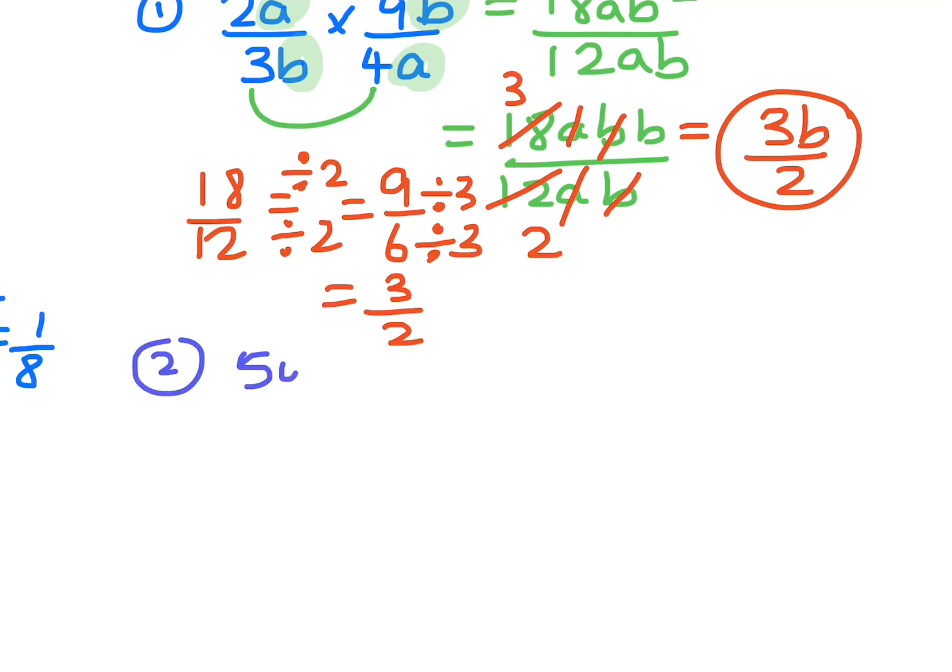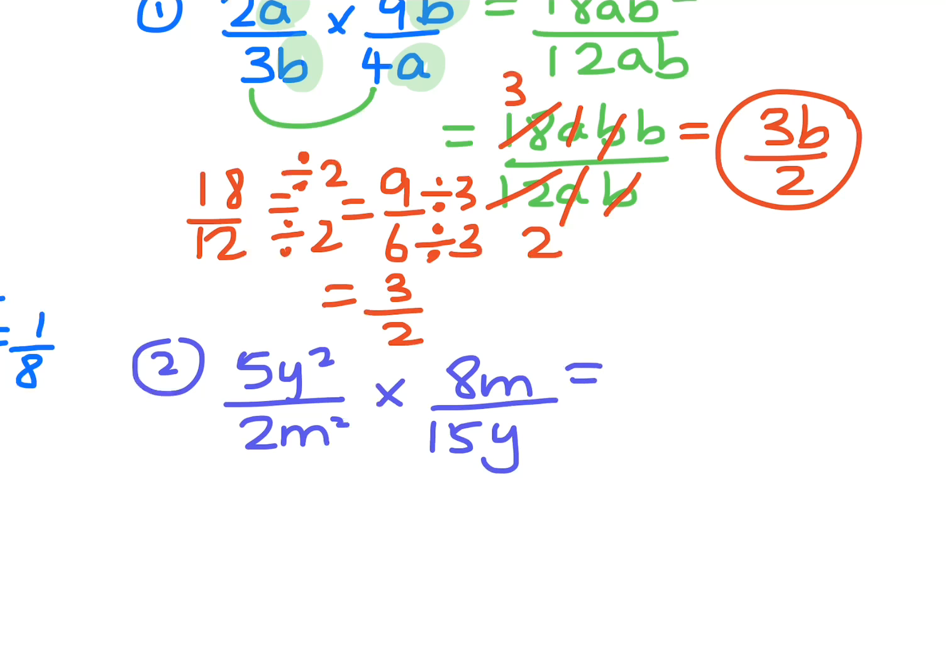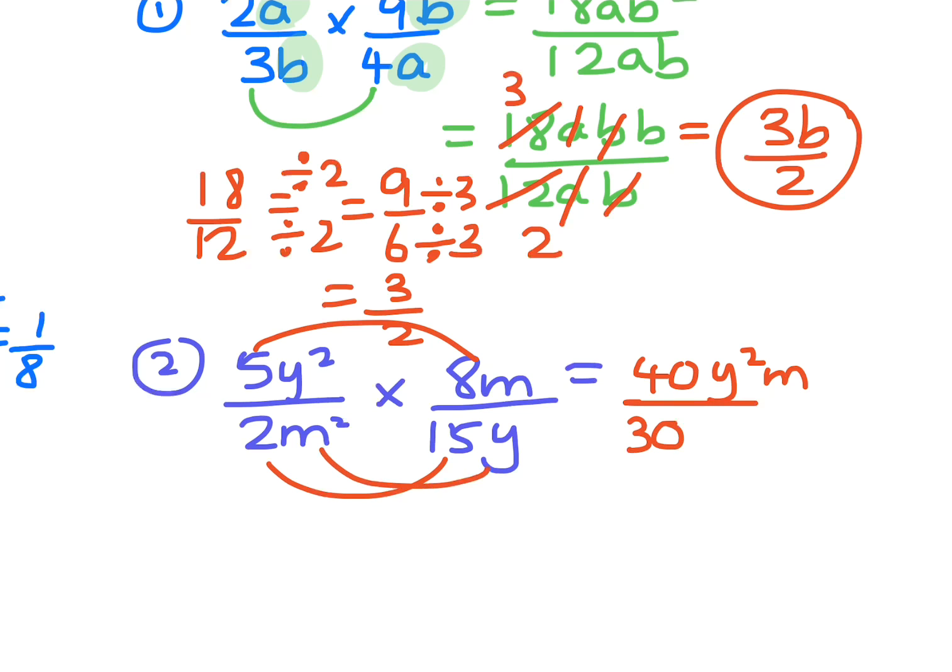Okay, so just one more. So we've got 5y squared over 2m times 8m, and we'll make that m squared, over 15y. Okay, so 5 8s are 40. That times that, you get 40. Y squared m, and 2 15s are 30, and then m squared y.